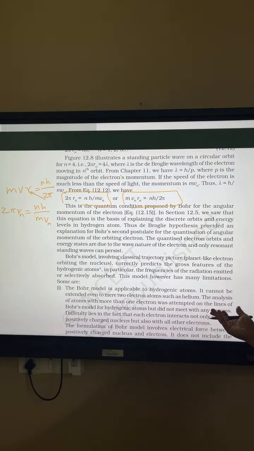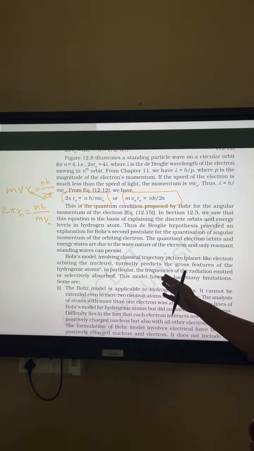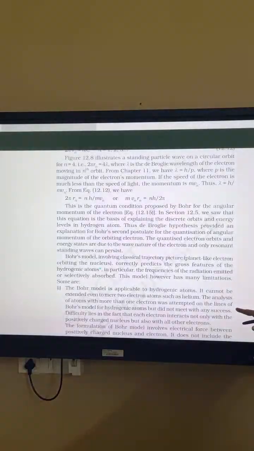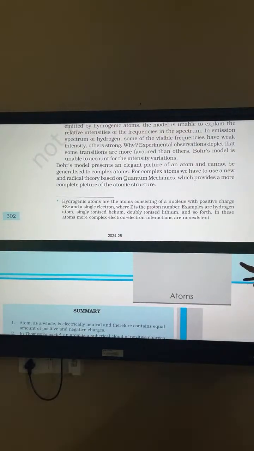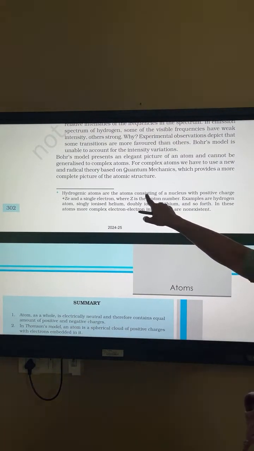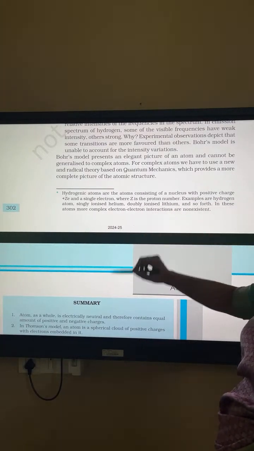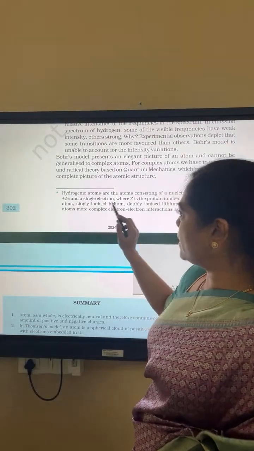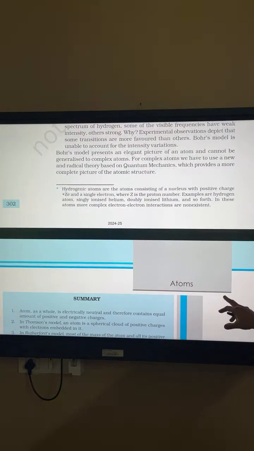The Bohr model is applicable only to hydrogenic atoms, not for bigger atoms. There are so many failures and drawbacks. You better go through this. Limitations are explained here. See, what are hydrogenic atoms? Atoms consisting of a nucleus with positive charge plus Ze and a single electron. Z is the proton number. This and all you know, right?